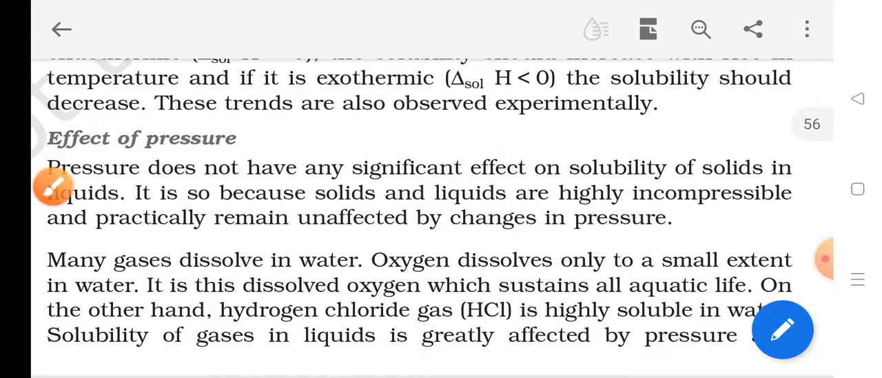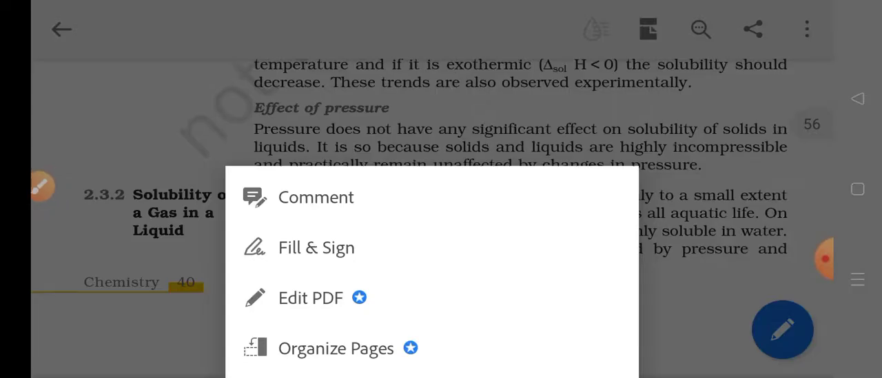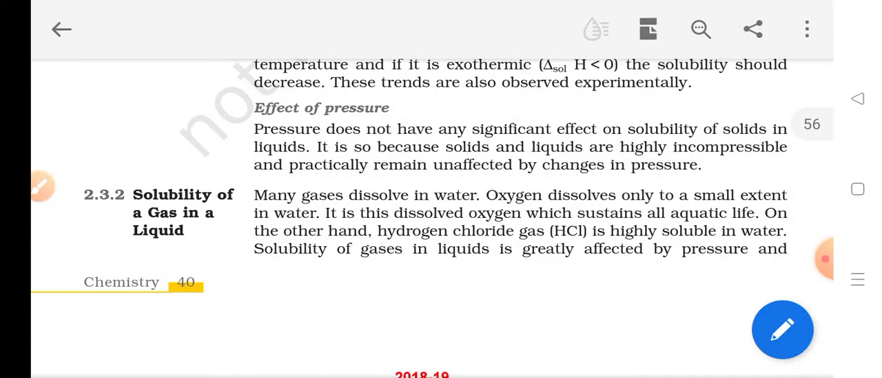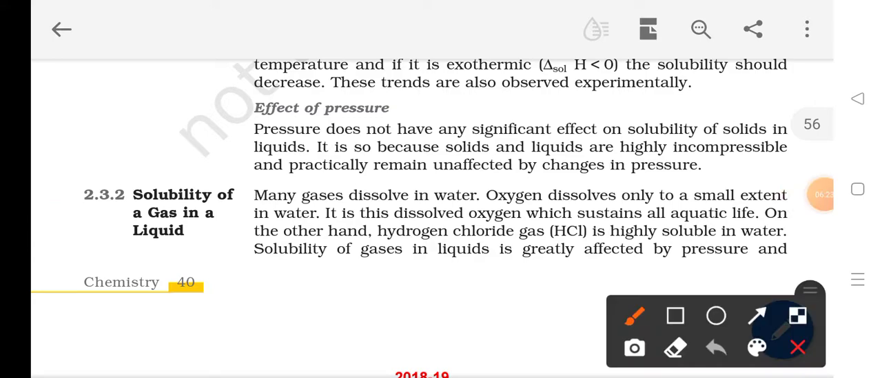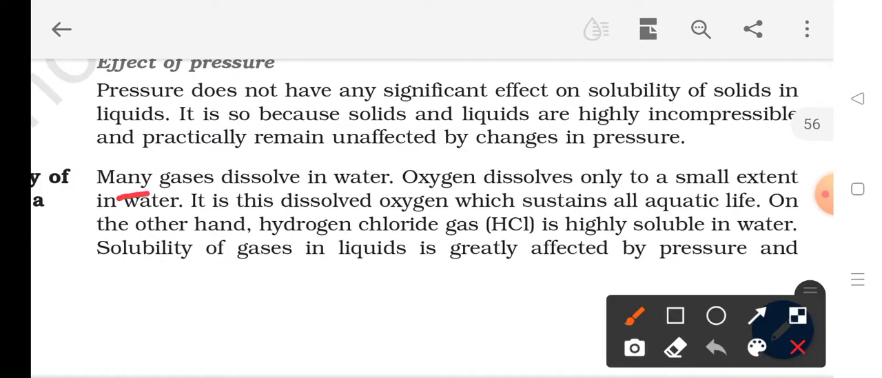Okay, so now we are going to learn what happens when we dissolve a gas in a liquid. See here, solubility of a gas in liquid. Here we know that many gases dissolve in water. We know that oxygen dissolves only to a small extent in water.